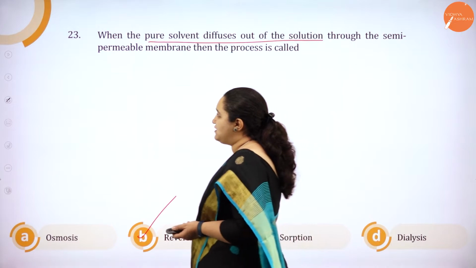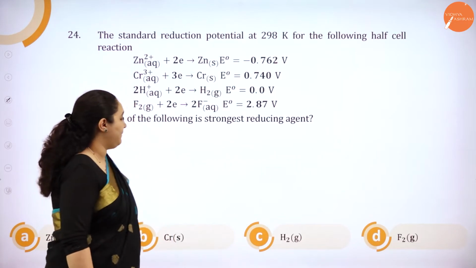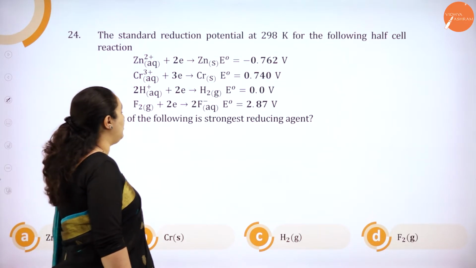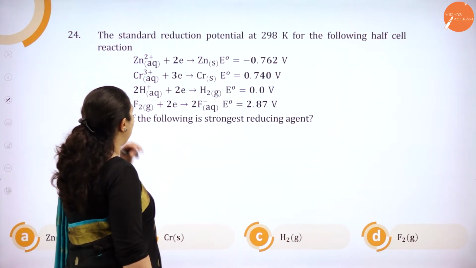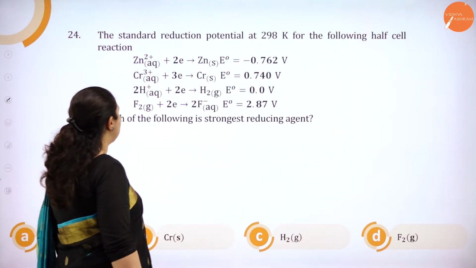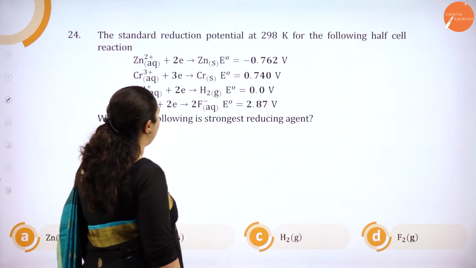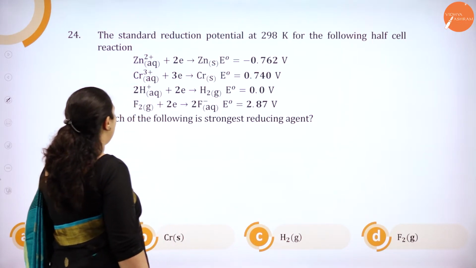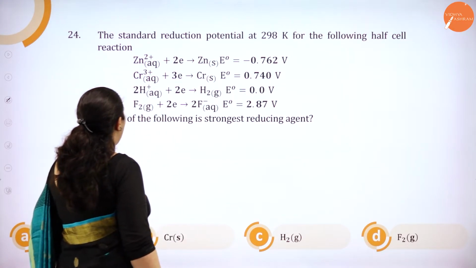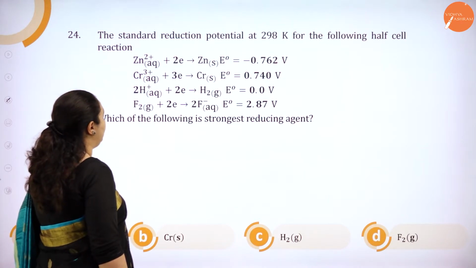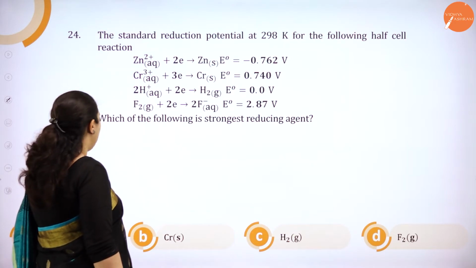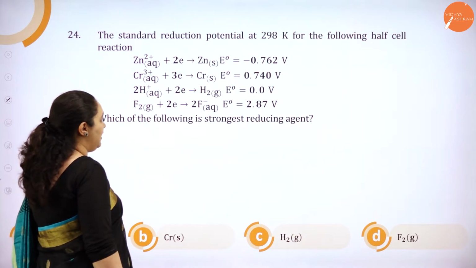Next one, the standard reduction potential at 298 Kelvin for the following half cell reactions is: for zinc half cell reaction it is minus 0.762 volt. For chromium, Cr plus 3 accepting 3 electrons to give chromium, E naught is minus 0.740. For H plus accepting electron to give hydrogen gas, E naught is 0.0 volt. F2 plus electron giving 2F minus, E naught is equal to 2.87 volt. Which of the following is the strongest reducing agent?